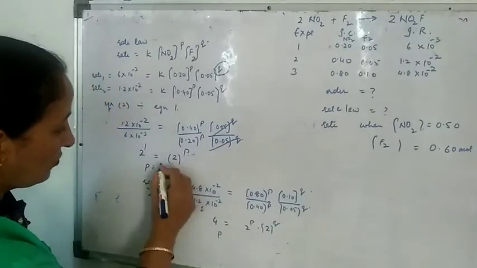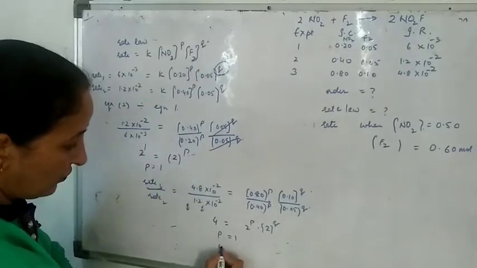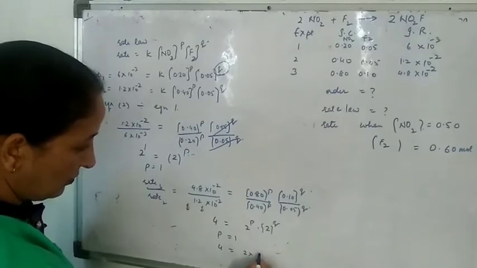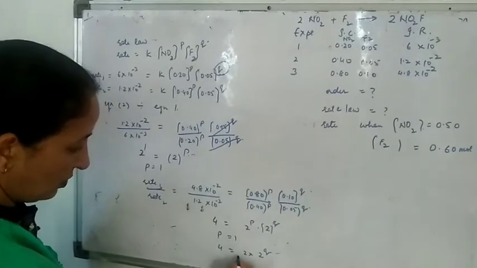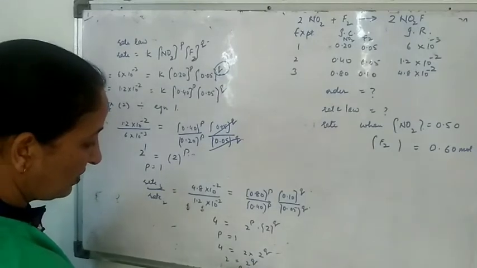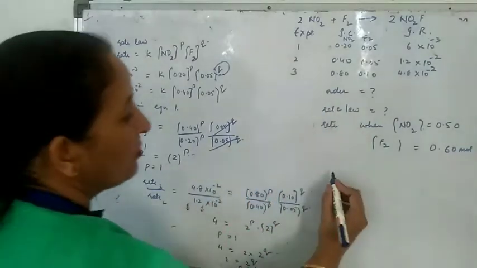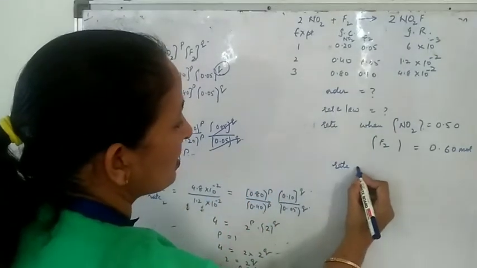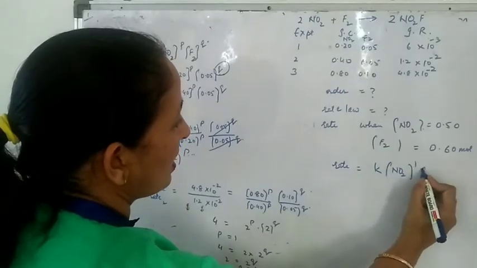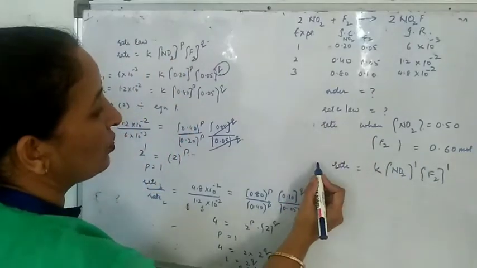But as we know, p is 1, so we get 4 is equal to 2 into 2 raised to power q. Dividing, we get 2 is equal to 2 raised to power q, and we get q is equal to 1. So rate law will be rate is equal to k into NO2 raised to power 1 into F2 raised to power 1. This is solved.